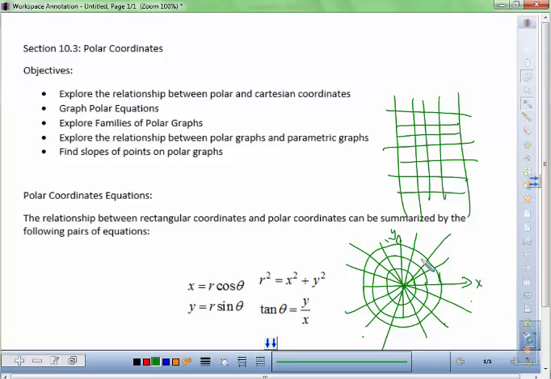Okay? And the main relationship is based on these equations, where if I have a point here, x, y, it's the same thing as a point r, theta. Where r is the radial distance and theta is the angle that it makes on the positive x-axis.